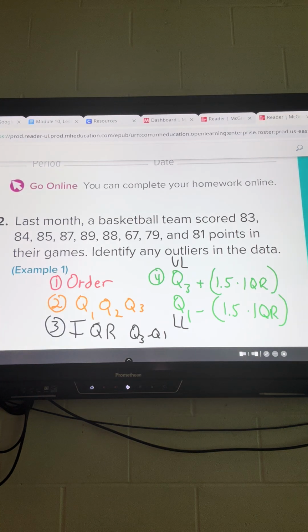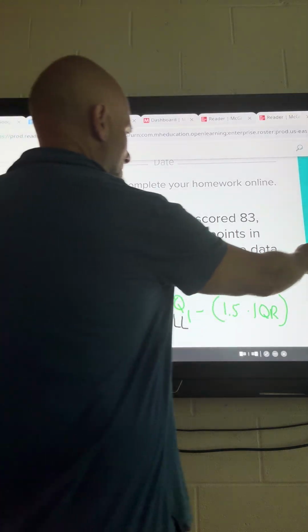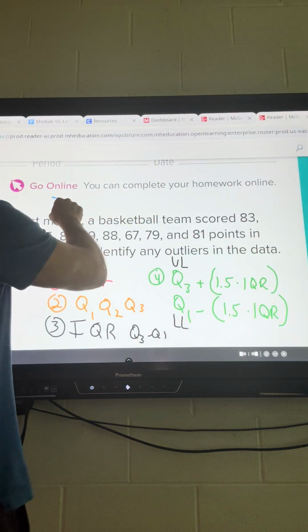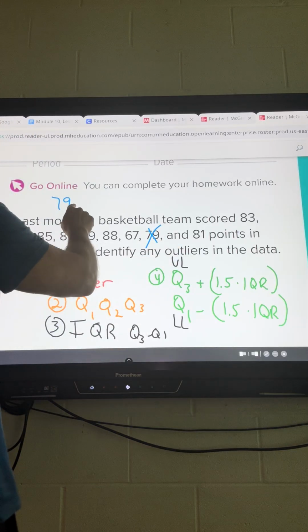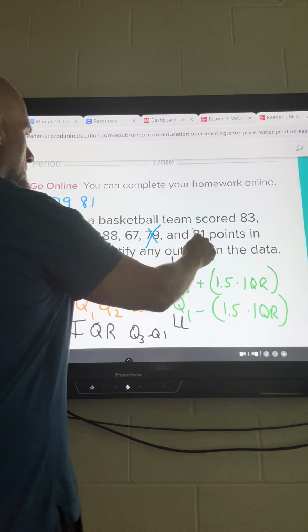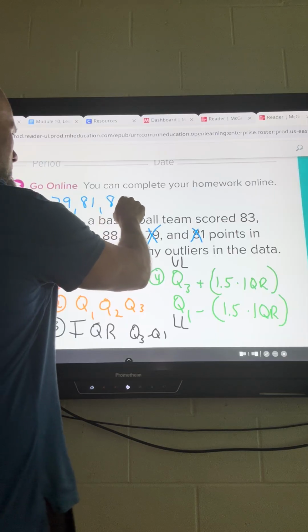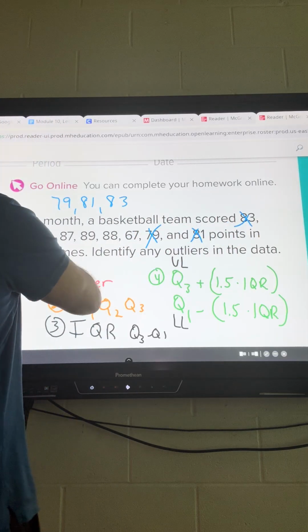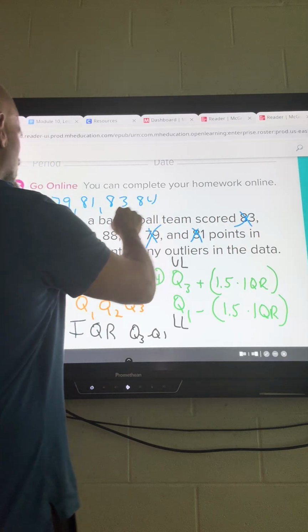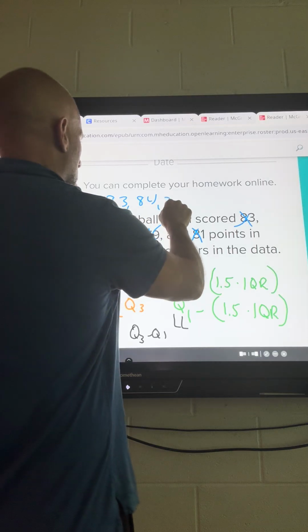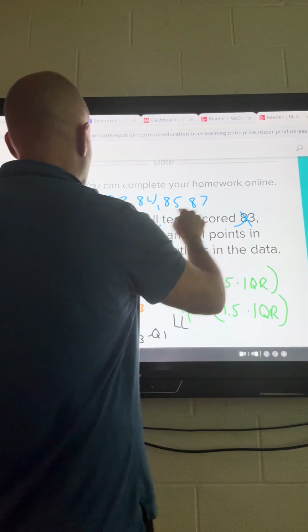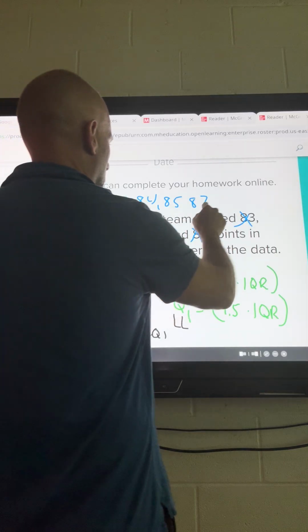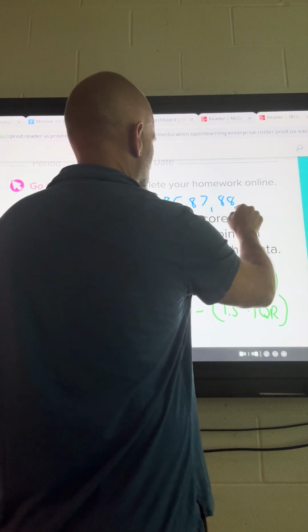So what you first have to do is put the data in order. Starting with, I believe on this one, 79 is the first number. And remember, it's always good to cross out the number after you've placed it. 81, 83, 84, 85, 87, 88, and 89, and I see a 67 in there too.